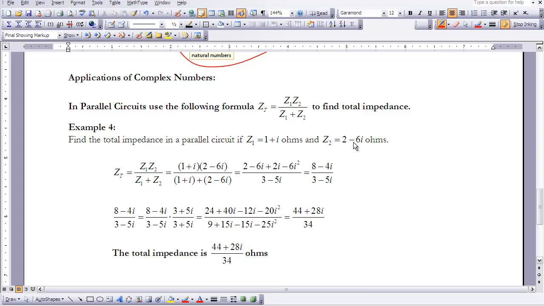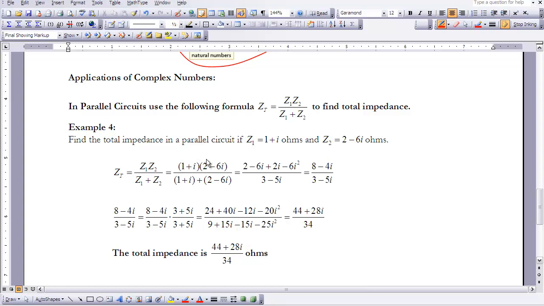So we're going to go ahead and insert that into our formula. That will look as follows: 1 plus i times 2 minus 6i over 1 plus i plus 2 minus 6i. Let's simplify on the bottom. That one's the easiest. 1 plus 2 is 3. A negative 6i and a positive i is going to be a negative 5i.